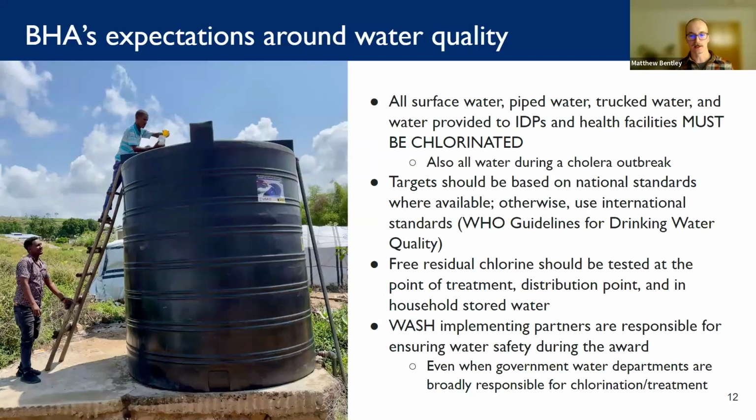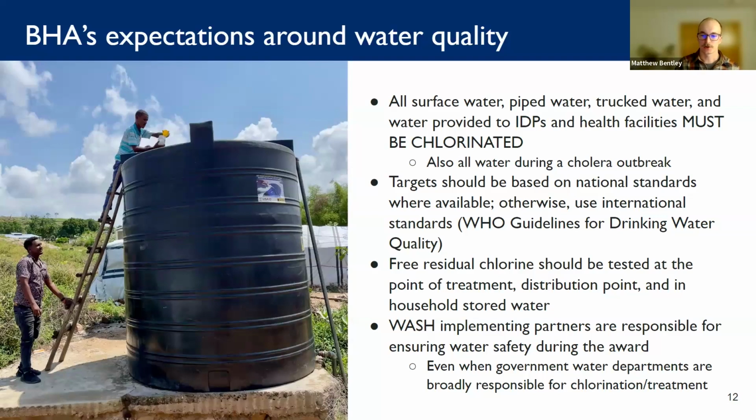So, a brief overview of our expectations. We require that all surface water, piped water, trucked water, and water provided to IDPs and health facilities must be chlorinated. This is true also of all water that's provided during a cholera outbreak that may be impacting the response context where an award is active. So all of these different water types must be chlorinated in order to prevent outbreaks, to promote public health.